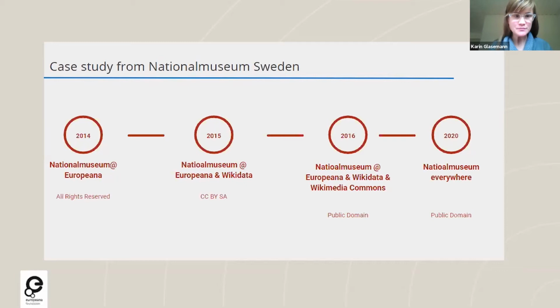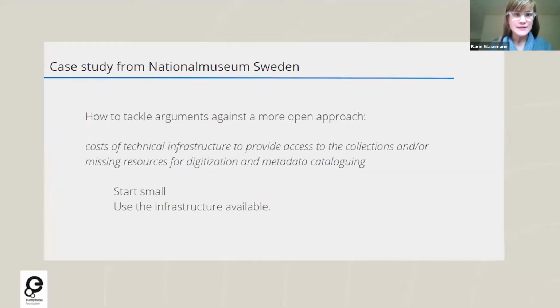Next slide. So here is just a quick walk through those discussions that we had, which included but weren't limited to the cost of the technical infrastructure, the lack of funding, and the missing resources for metadata catalogization, but also the loss of income.